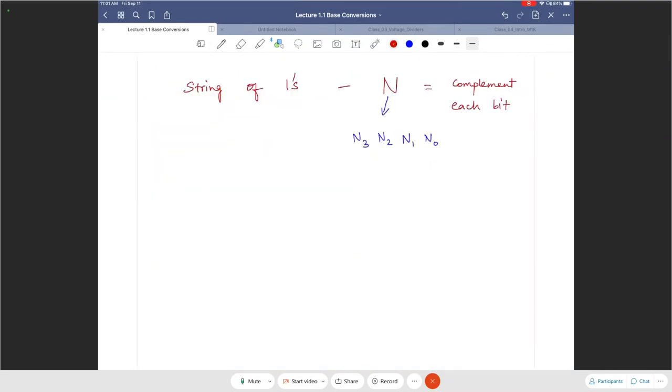What I'm going to consider is a number n which is made up of 4 bits. My least significant bit is n sub 0. My most significant bit is n sub 3, right? So I'm just assuming that my number n is being represented using 4 bits. And what do I need to do? I need to do string of ones. That was 2 raised to small n minus 1 minus n, right? So that's what I had to subtract. And the claim is that it will be a complement, bit by bit complement.